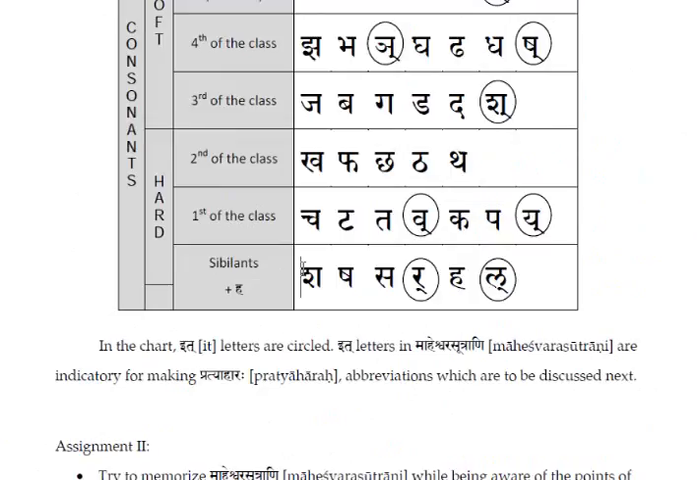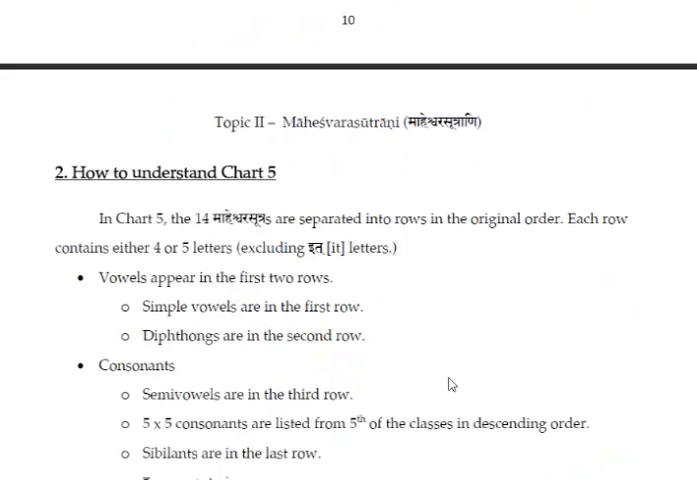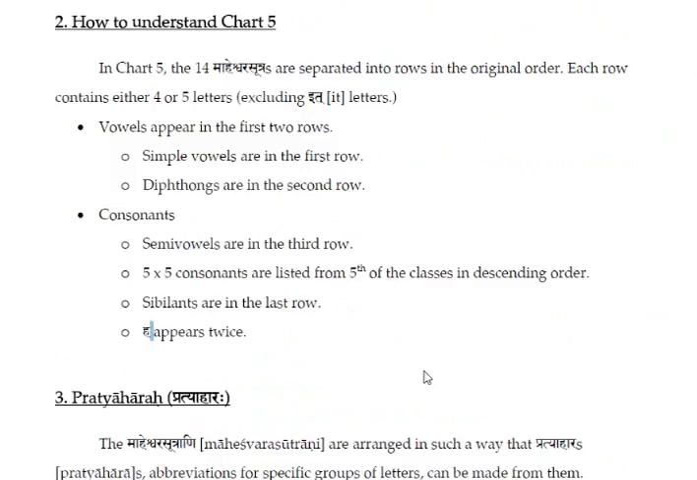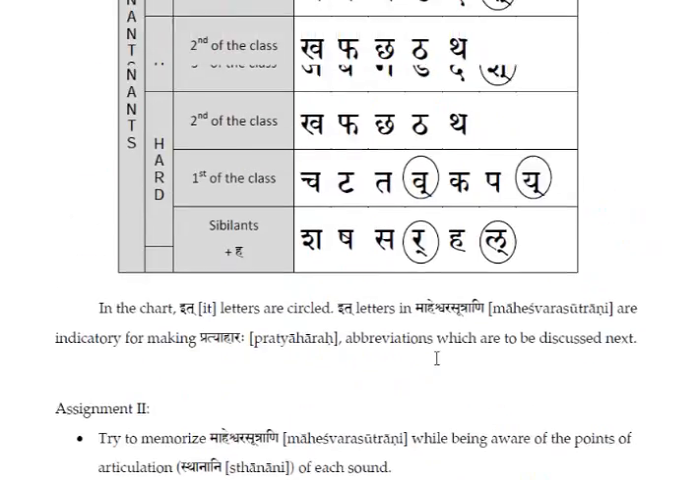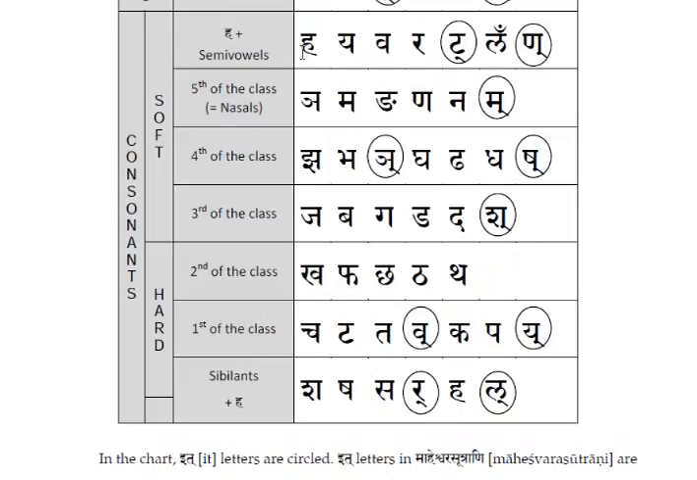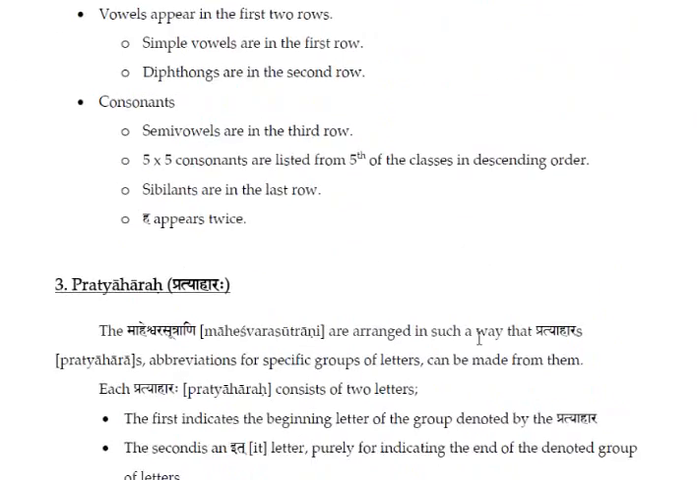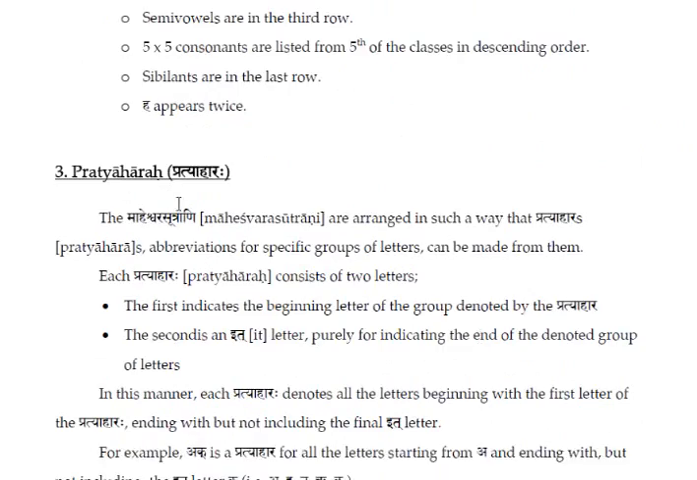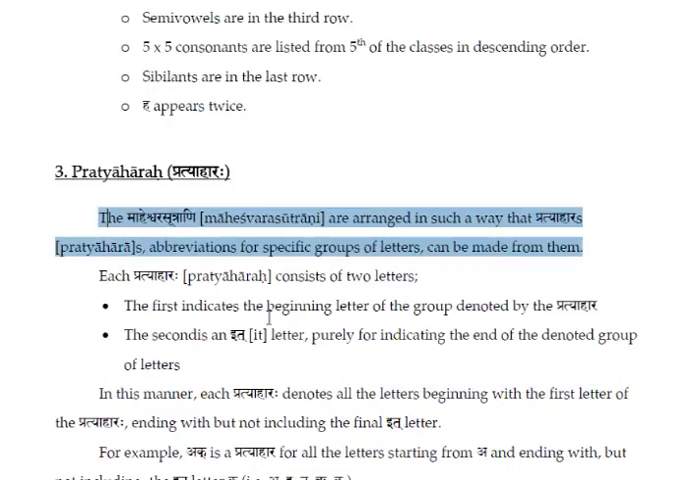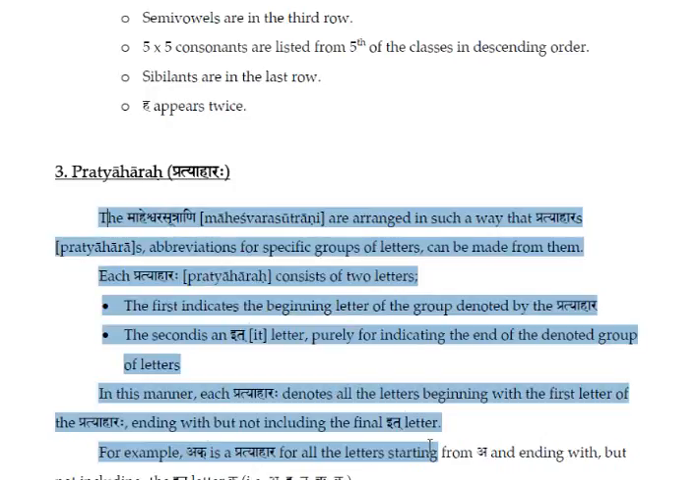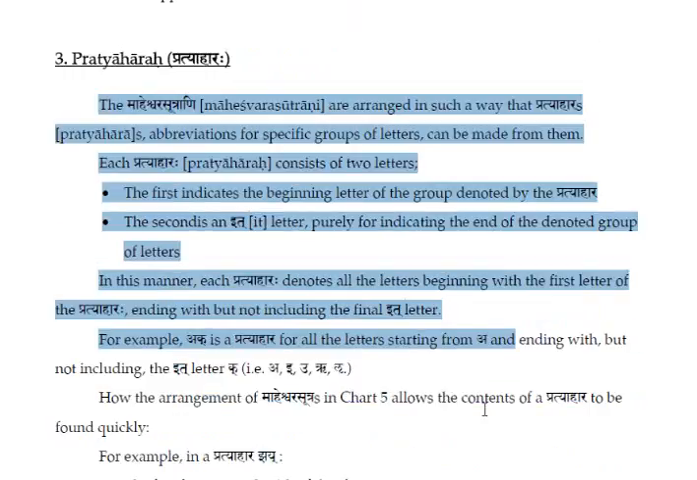Sibilant means sh, sh, s. So these sounds. And then the sound ha appears twice. Each sound, ha, appears twice. And pratyahara, I just explained, so no more explanation is needed. The way you understood it, as I gave you some examples, is good enough.